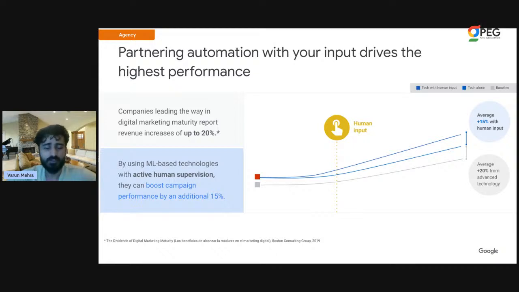Great. So, what does the value look like when you partner your inputs with the automation that Google Ad products bring in for you? We have noticed that using ML-based technologies along with active human feedback or supervision, people were able to increase the performance of their marketing campaigns by an additional 15%, which is a huge lift. Together with the AI algorithms, it makes sure that you stay on top, ahead of the curve, and ahead of your competition altogether.